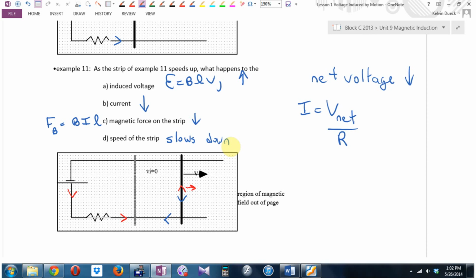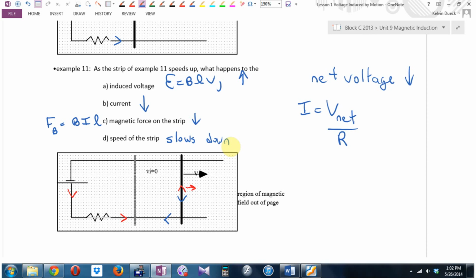It gets smaller, which means your net voltage gets bigger, which means the current gets bigger, which means the force gets bigger, which means it starts, in fact, what's going to happen, it's going to take off really fast, but there's going to come an equilibrium point where it's no longer going to accelerate. It's going to start to slow down, but as soon as it starts to slow down, it's going to get a little nudge to speed up. You're going to get a maximum speed.